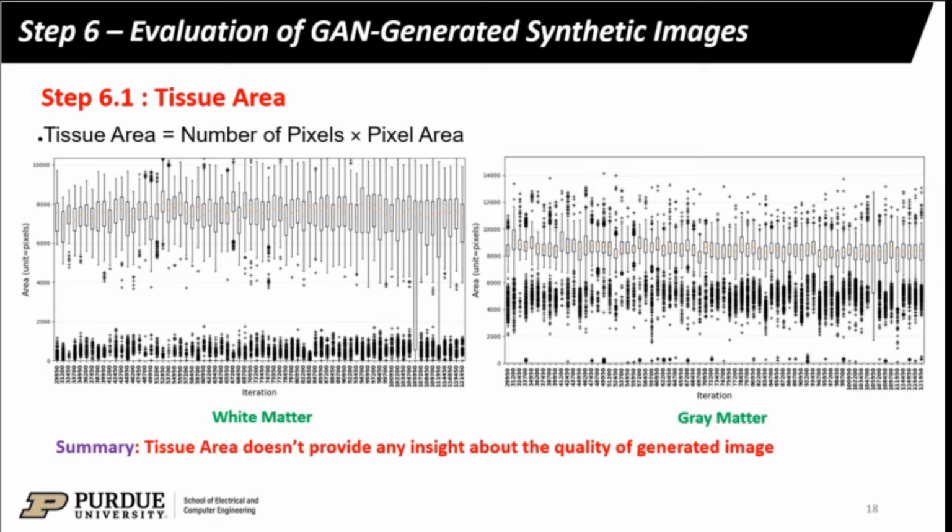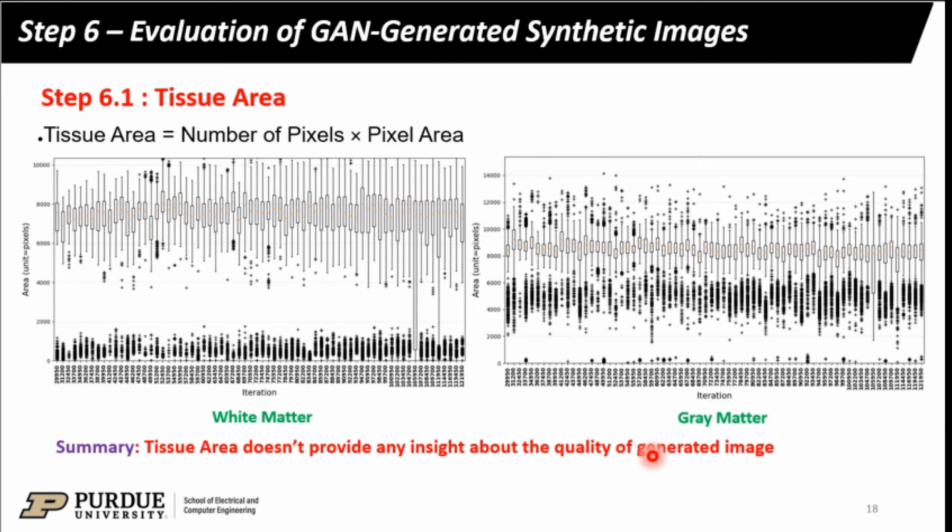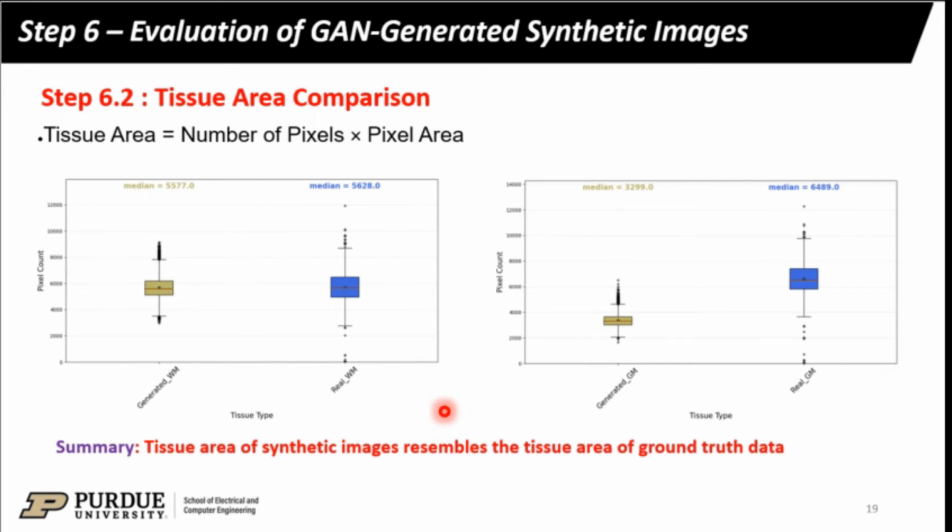Alright, our final step is to find out the quality of the generated images. First, we decided to evaluate the quality of synthetic images by comparing the tissue area distribution between real and synthetic data. But it turns out that the generative network produces an almost uniform distribution of tissue areas at different training steps. In the process, the network first decides how many pixels should be assigned to each tissue, and after that it starts to change the spatial distribution of the tissues. And that's why we have decided that tissue area is not a good candidate for evaluating the performance of generative networks.